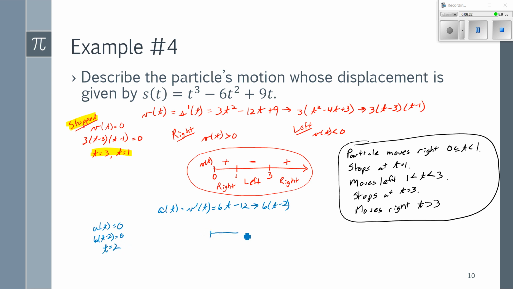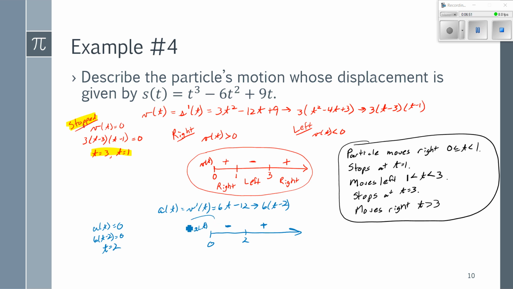So again, I'm going to make a sign chart. Time starts at 0 because we don't have negative times. The only place my acceleration is equal to 0 is at 2. So from 0 to 2, I'll take a value of 1, plug that in for t, and I have a negative acceleration. Pick something bigger than 2, like 3, and I have a positive acceleration.